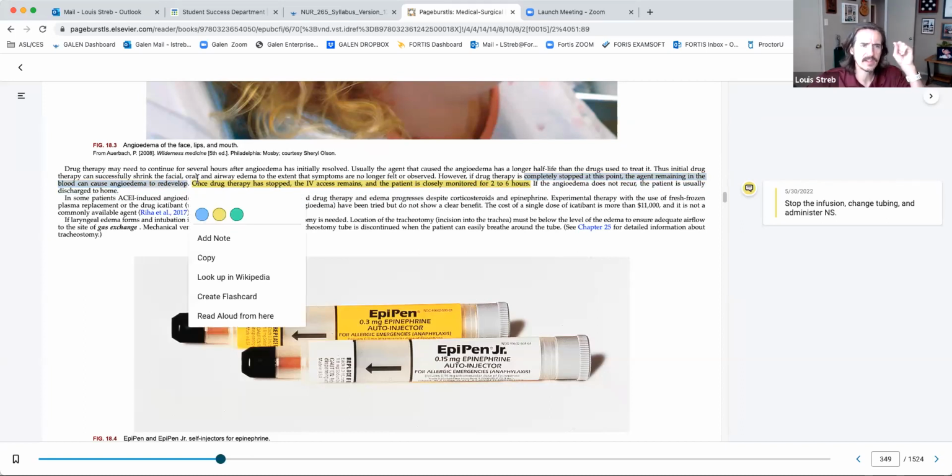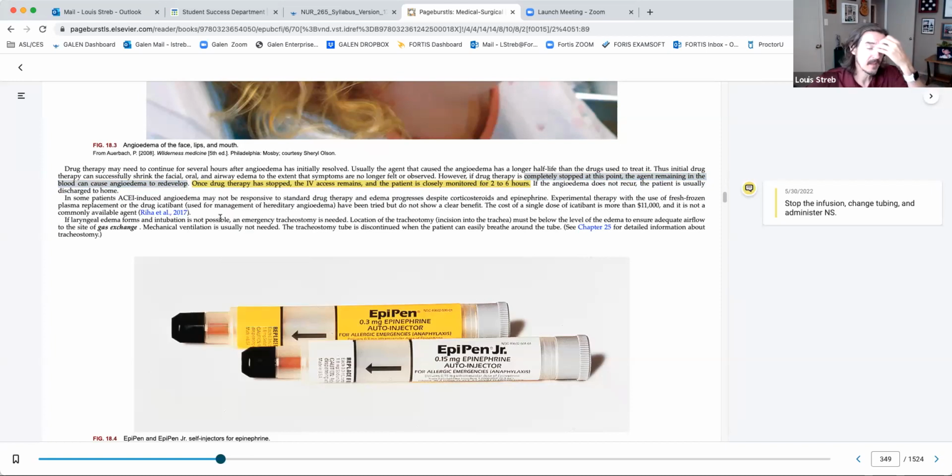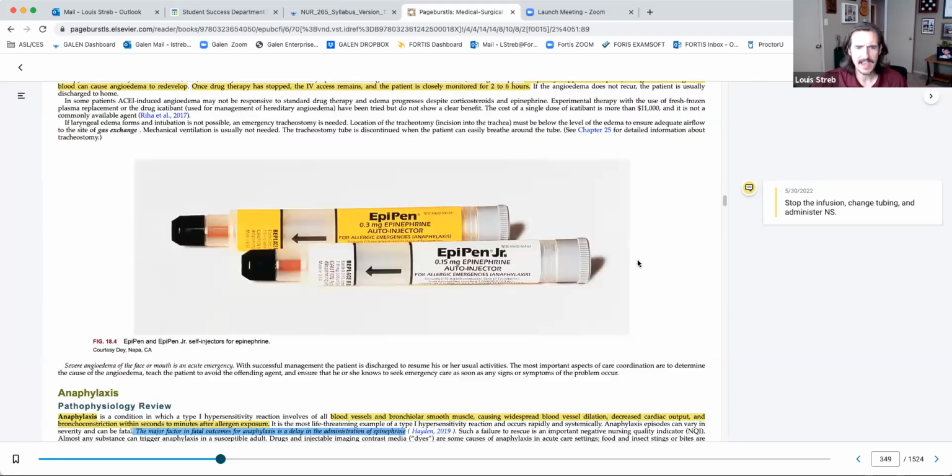So we have to think about when we're giving medications and we notice a reaction, we have to go back and think about how long it's going to be in the system. Once the drug therapy has been stopped, we're going to maintain our IV access. As we're monitoring the patient for the next 2 to 6 hours, why are we monitoring for 2 to 6 hours? Because the remaining histamines, the remaining stuff inside the blood, can still cause angioedema. So even though we give you medication to treat it, just because we give you something doesn't mean we can stop. We have to keep looking and making sure that we don't have anything else.